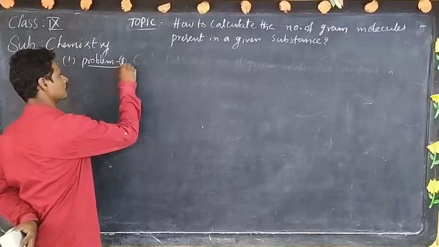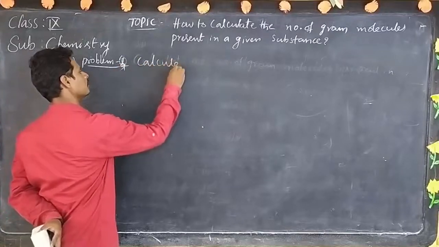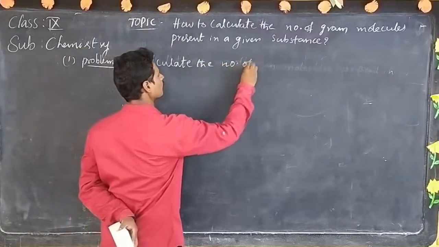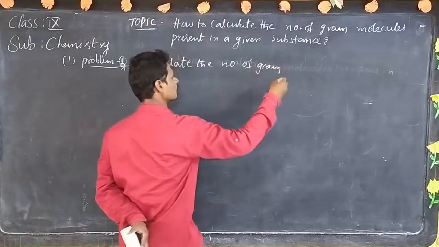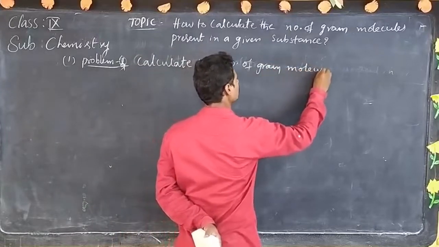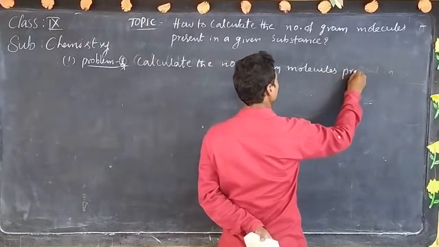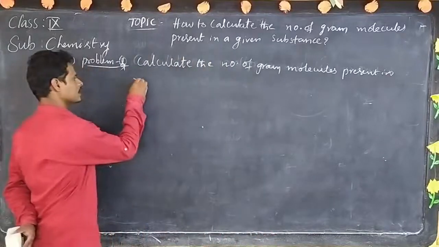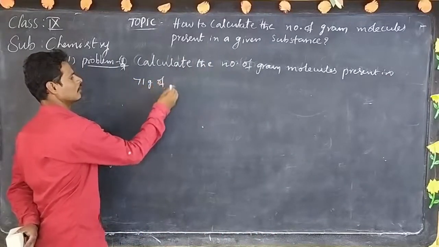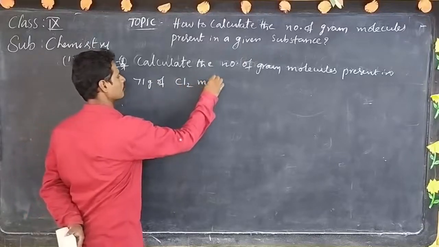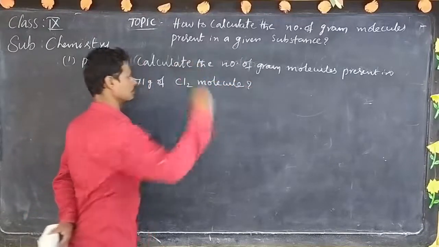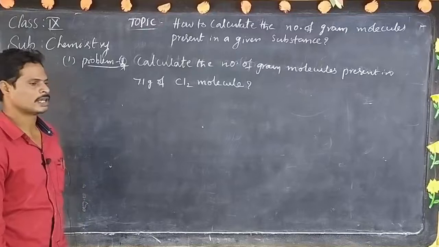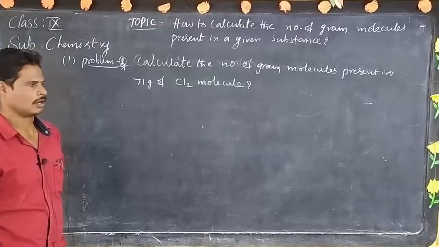Next, last one. Calculate the number of gram molecules present in 71 grams of chlorine molecule. What is our question? Calculate the number of gram molecules present in 71 grams of chlorine molecule.